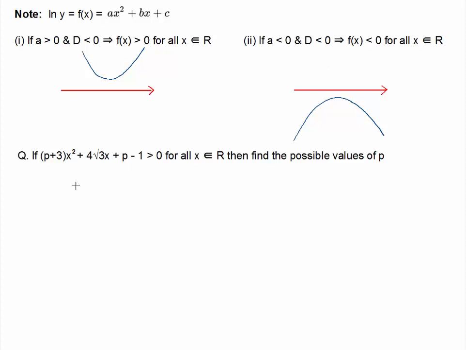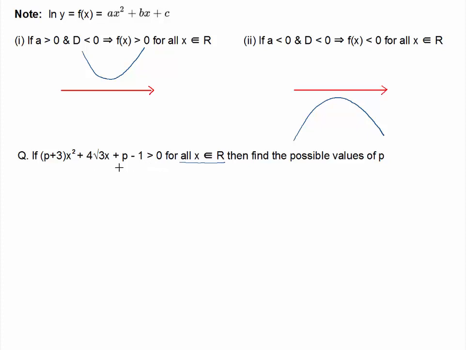Now next, let's have a look at a question. If (p plus 3)x squared plus 4 root 3 times x plus (p minus 1) is greater than 0 for all x belongs to R, then find the possible values of p. So essentially, this is a reverse question.